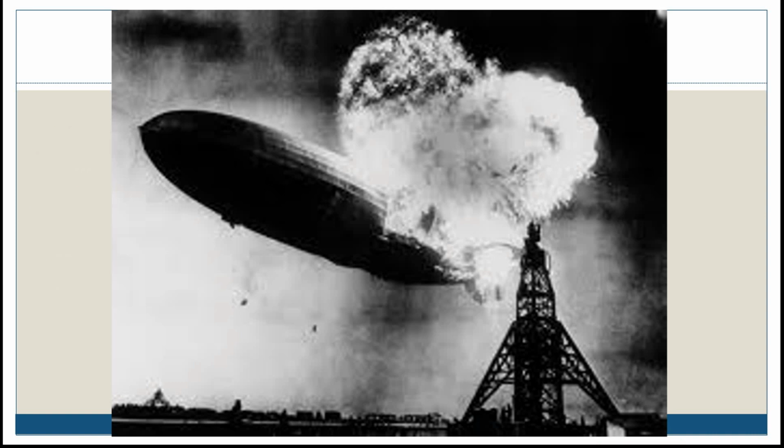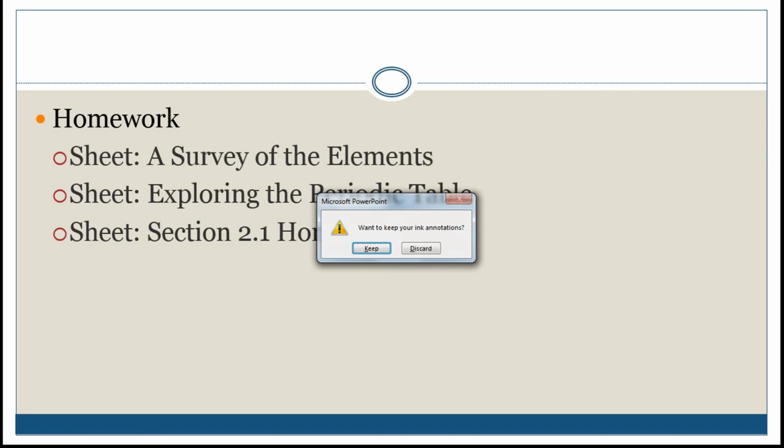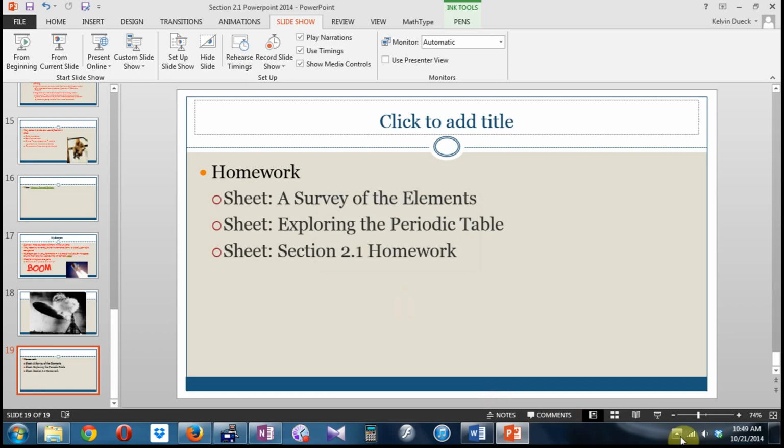What's your homework? So I have 3 things. I have a sheet called the Survey of the Elements, a little sheet called Exploring the Periodic Table, and section 2.1. And I think you can probably get it, because I'm giving you 25 minutes, you'll probably get it all done in class. Let me walk you through what they are. Pause the video.